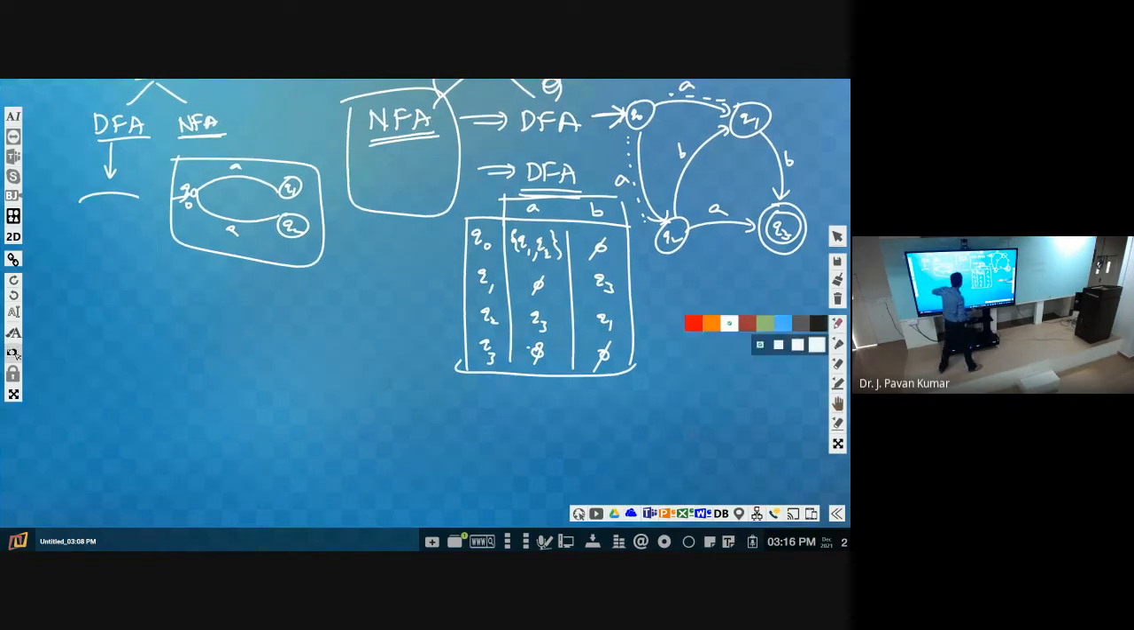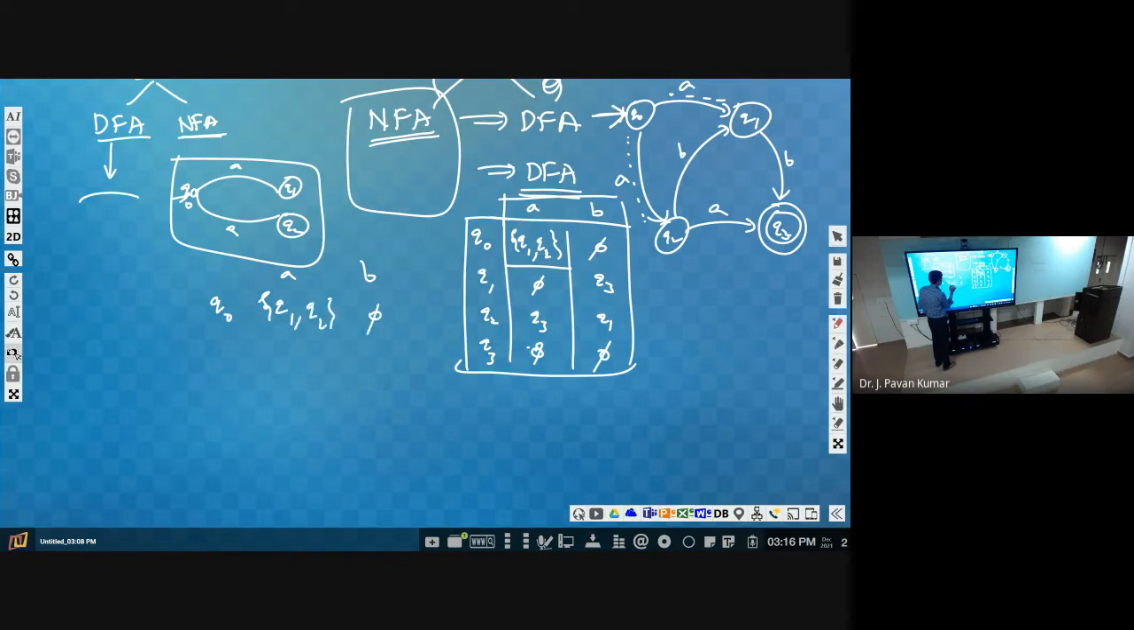Now let us try to convert this NFA into DFA. By seeing this table also we can say it is an NFA. Why? Because we are having more than one state in this entry, Q1 comma Q2, so it is an NFA. By seeing the transition table we can say, just as by seeing the transition diagram we can say. Now let us convert this one into DFA. You start with the initial state, that is Q0, and on A it is Q1 comma Q2, on B it is empty.